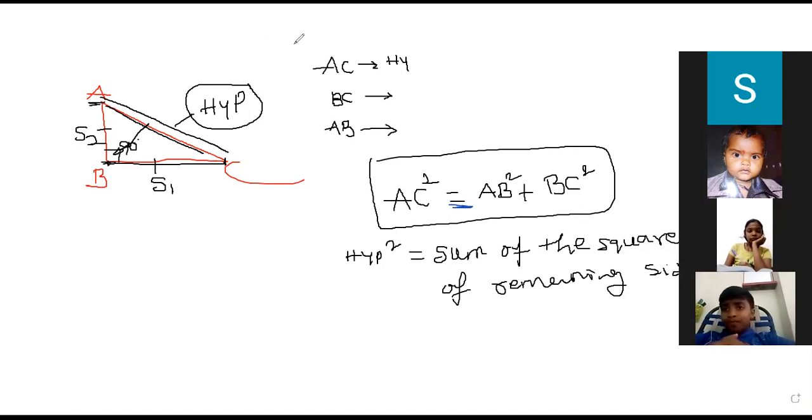Hypotenuse square is equal to the sum of the squares of the remaining two sides. The plus symbol means sum. What are the two sides? Side number 1 and side number 2. BC is one side and AB is the other side. This is the law. First copy this law, everybody.